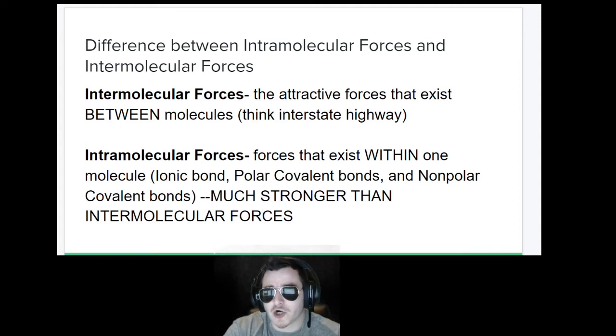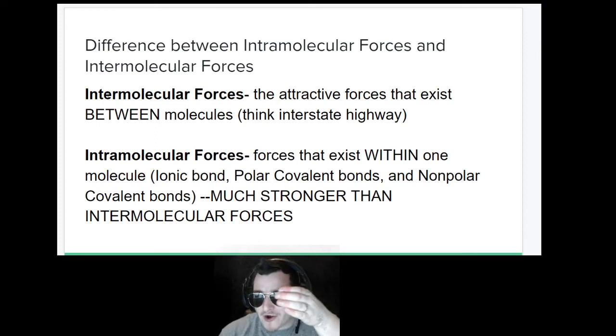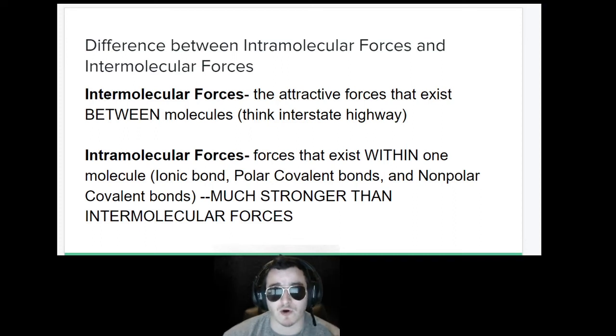Intermolecular forces. Inter means between, right? When I have a cup of water, I don't just have one molecule of water in there. I got billions and billions of molecules of water in there. Well, how are they behaving? How are they interacting with each other? And those are the intermolecular forces that we are talking about. But they are significantly weaker than the intramolecular forces.